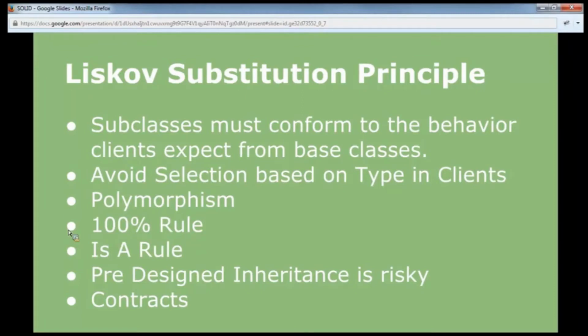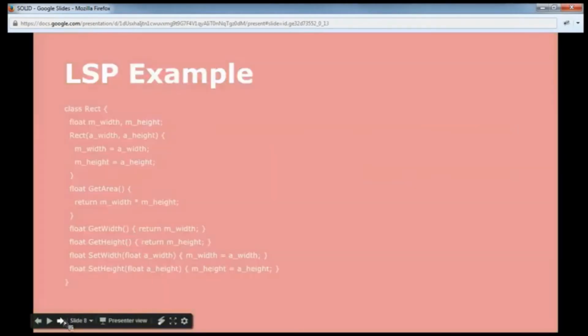And if you remember, we have the polymorphism, the 100% rule, and the is-a rule for testing this stuff. And they all tie into the Liskov substitution principle. So I think we have a small example here. So imagine we have this rectangle class. It has a width and a height, and it has a get area function. It also has getters and setters for the width and height.